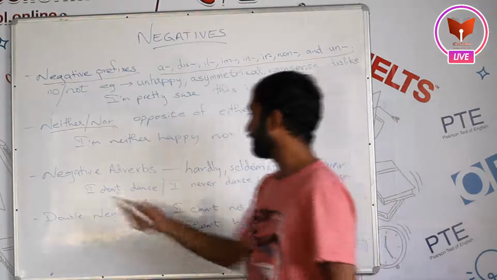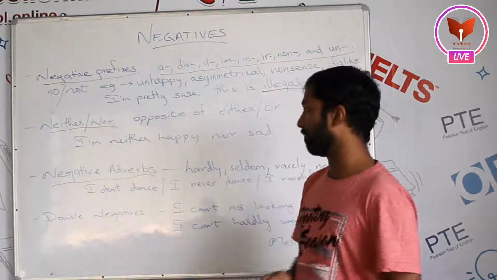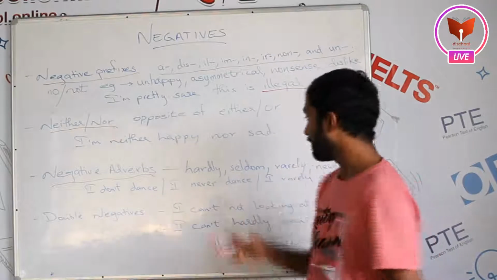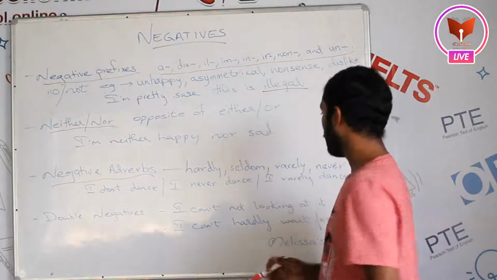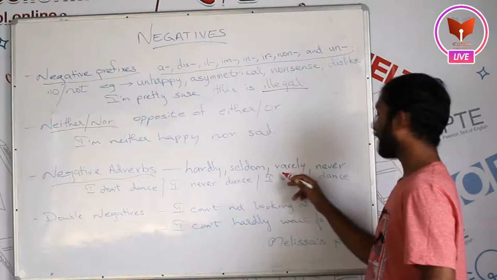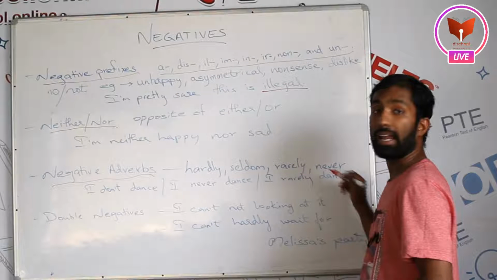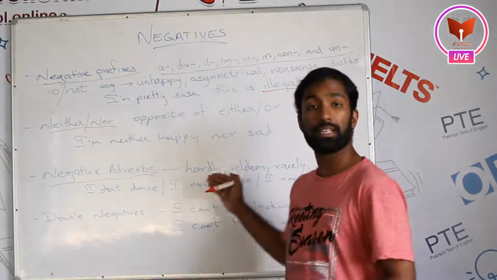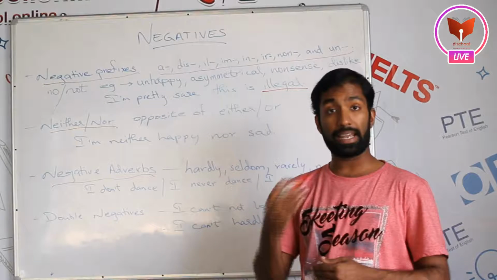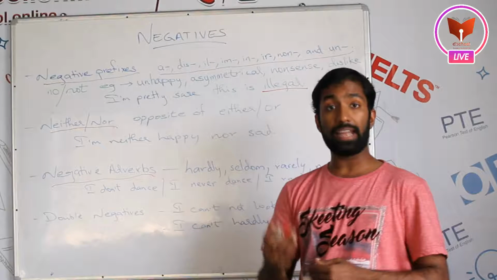Now what's the third case? The third case is negative adverbs. Like I have mentioned, a word does not need to have a no or a not in it to become a negative. So this is the next case, negative adverbs. What are the adverbs? Hardly, seldom, rarely, and never. I have given an example, and I will give you an explanation regarding it. These words can be used instead of negatives, and they are used to negate something to a certain degree.